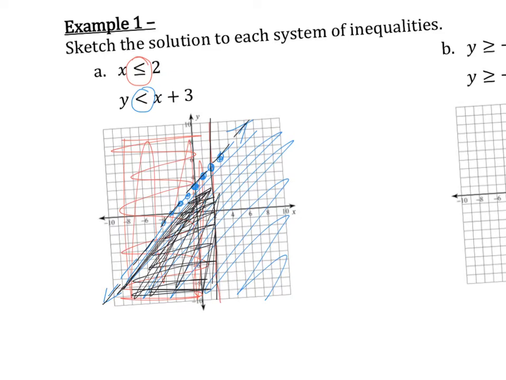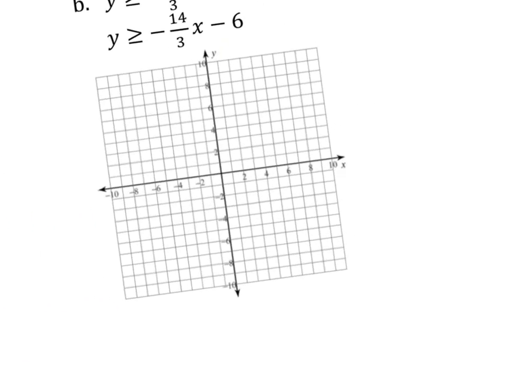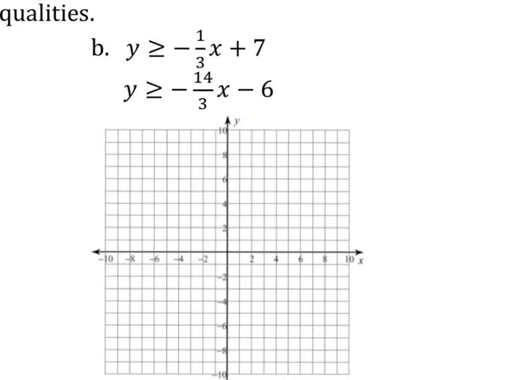Okay, so let's take a look at this other one. All right, so we're going to start with this top one. Our y-intercept is 7. Our slope says go down 1, right 3, or up 1, left 3. I'm going to use a solid line, and it's greater than, so I'm going to shade above.